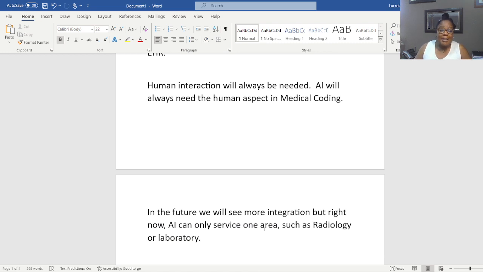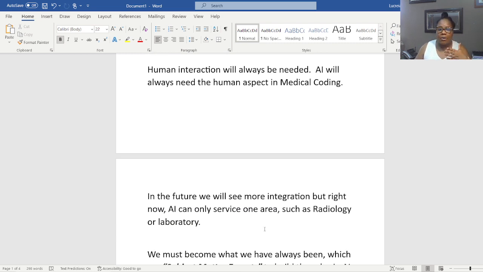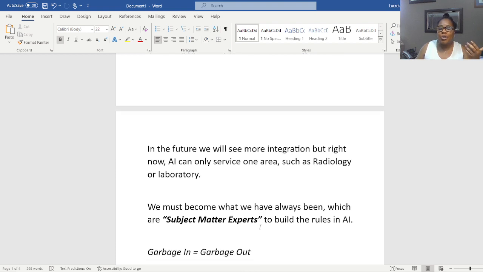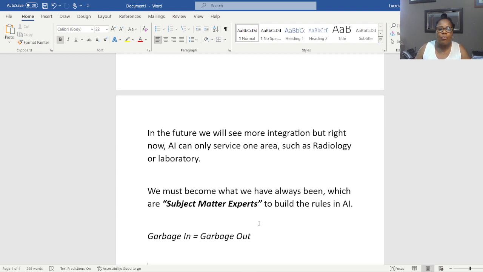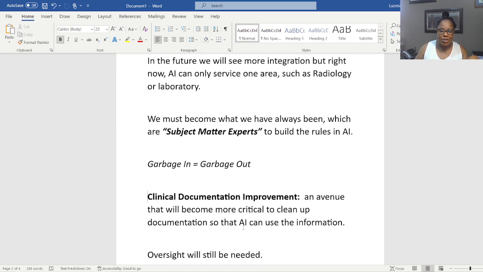In the future, we'll see more integration because right now, artificial intelligence can only work in one service area, such as just radiology or just laboratory. So I do believe eventually it will grow, but it's going to take so much more work. We must become what we have always been, which is subject matter experts, to build these rules in artificial intelligence, because you know as well as I do, garbage in equals garbage out. We're learning that with the EHR.